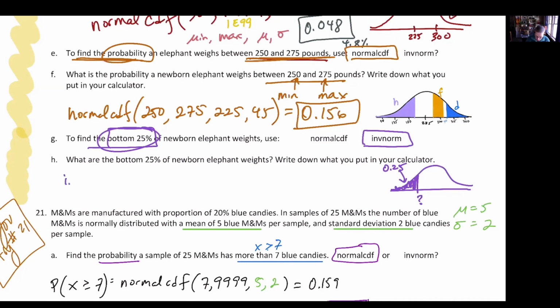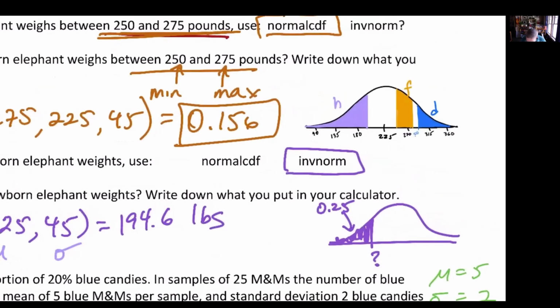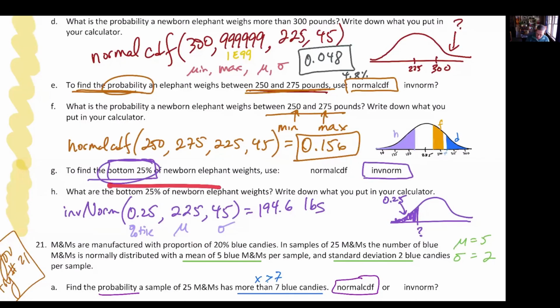So we're going to use inverse norm. The bottom 25% is the 25th percentile, so we can put in a 0.25. Mean is 225. Standard deviation is 45. Put that in your calculator and you should get 194.6 pounds. Does that make sense with my graph? If I look here, this is half, and I want to find 25, so right about there seems about right. If you look at the graph, that's maybe about 190. That makes sense.